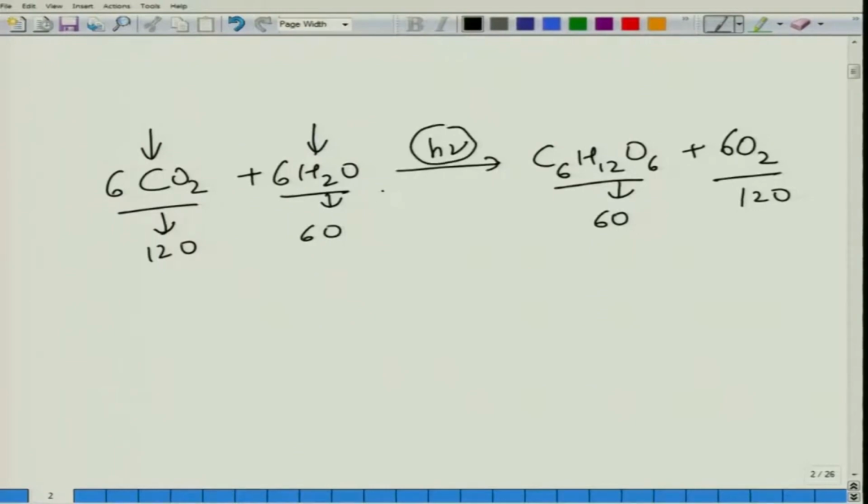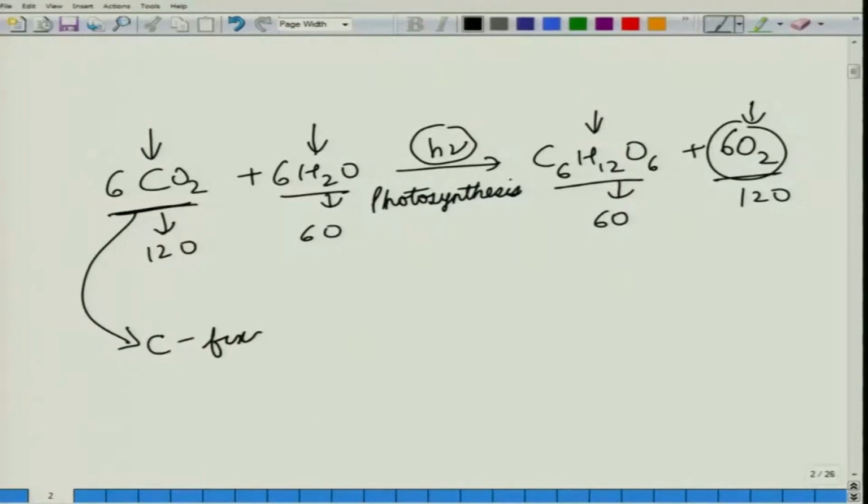That is, 6 moles of carbon dioxide plus 6 moles of water utilizing the sunlight and through the process of photosynthesis will make 1 mole of glucose and will give out 6 moles of oxygen, which is why trees are able to take carbon dioxide from the atmosphere and release oxygen. Now, taking this carbon dioxide is also important in the case of carbon fixation.